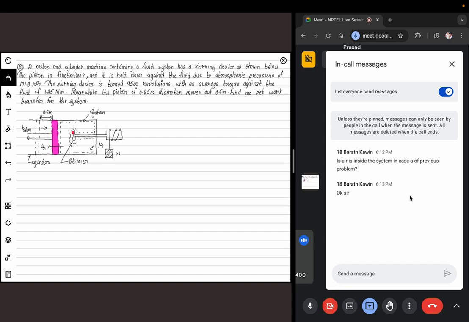As this wheel is rotating, your air is getting heated up. So as it gets heated up, it expands. As it expands, it pushes the piston towards the left. So the gas expands, and the piston moves by around 0.6 meters. That is also given. So find the net work transfer for the system.